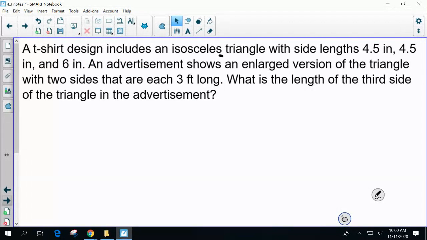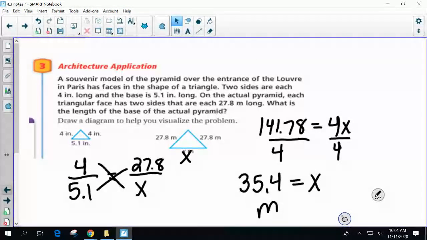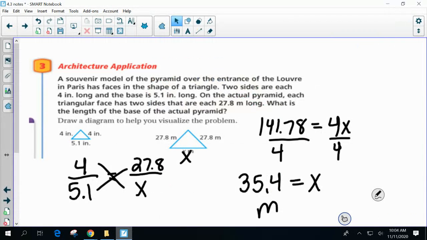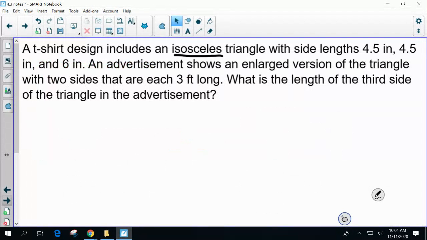Okay. A t-shirt design includes an isosceles triangle. So first question, what is an isosceles triangle? Anybody know? Has 7 sides. No. It only would have 3 sides. Yeah. It's exactly what we just worked with. Isosceles triangles have 2 sides the same. These 2 triangles are examples of isosceles triangles, where 2 sides are the same and 1 side is different.